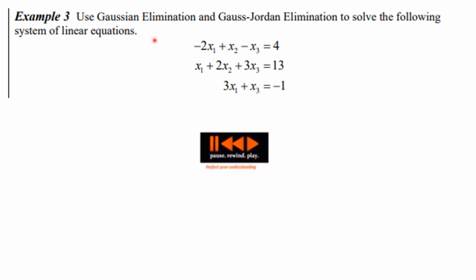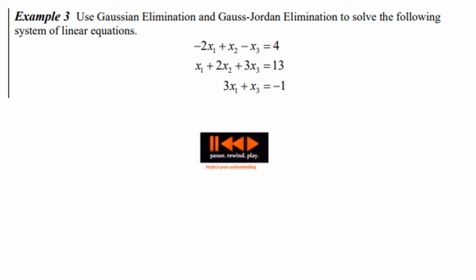Let's do an example, example 3. We're going to use both Gaussian elimination and Gauss-Jordan elimination to solve the following system of equations. So here is the system. You should pause and give this a try yourself. And we'll discuss and see how you did.